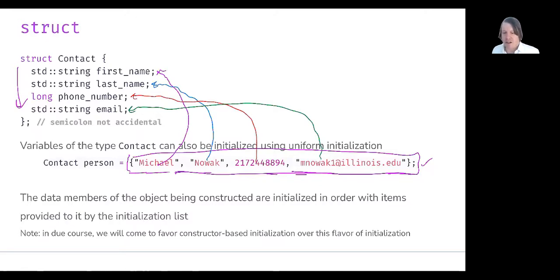The data members of the object being constructed, again to emphasize this, are initialized in order with the items provided to it within our initialization list. And again, this is satisfactory for right now. We'll get into better ways of initializing objects of user-defined types in the future. But right now, we're just looking for a way to aggregate objects that are homogeneous together under one roof.